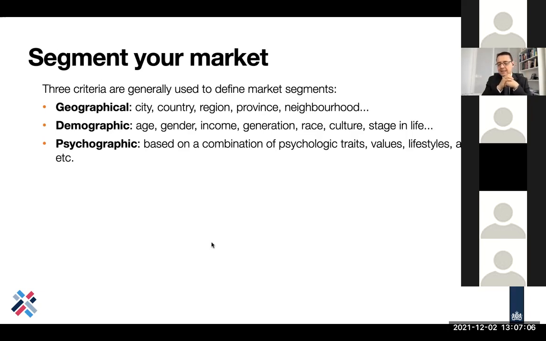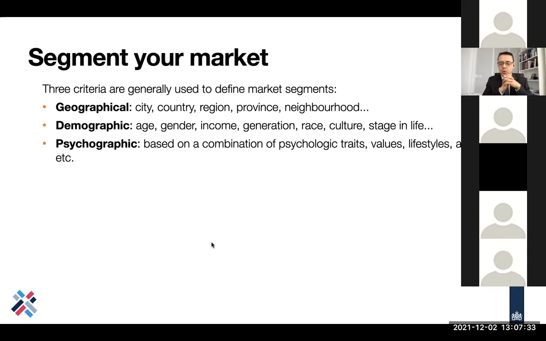So it is important that you understand that these three criteria are not exclusive. You do not only have to look at city or neighborhood or province or age. You can have combinations of all criteria, and these combinations or these criteria will help you make smaller groups.